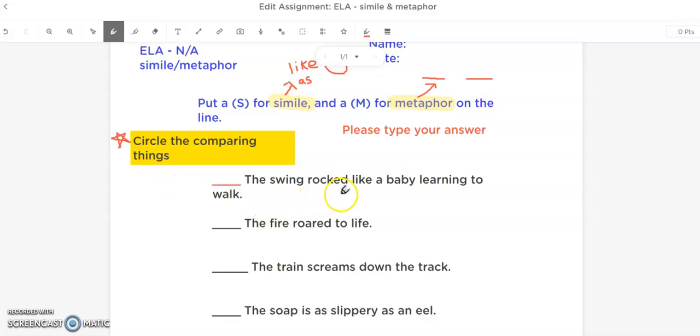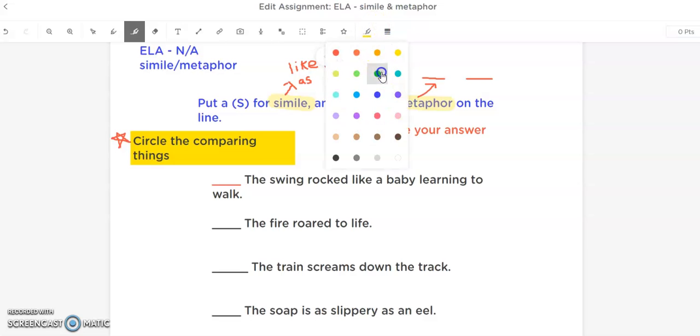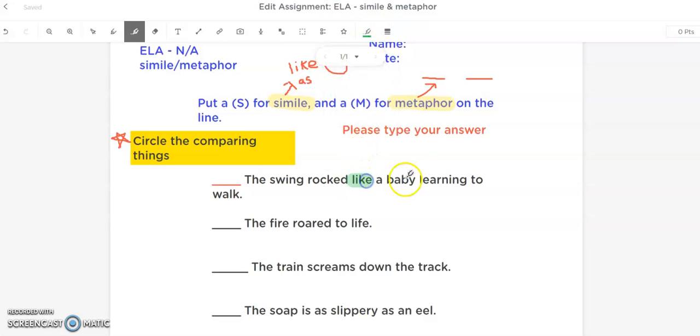So number one, the swing rocked like a baby learning to walk. I see the word like right here. I'll highlight it better. Since I see the word like, I know this is going to be a simile. Now I'm going to circle the two things they are comparing. What are they comparing here? The swing and a baby. And we're going to put S for simile because it has the word like.